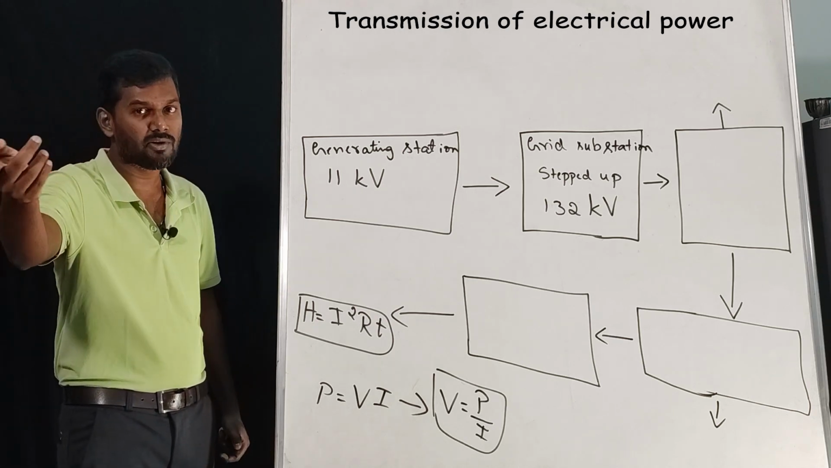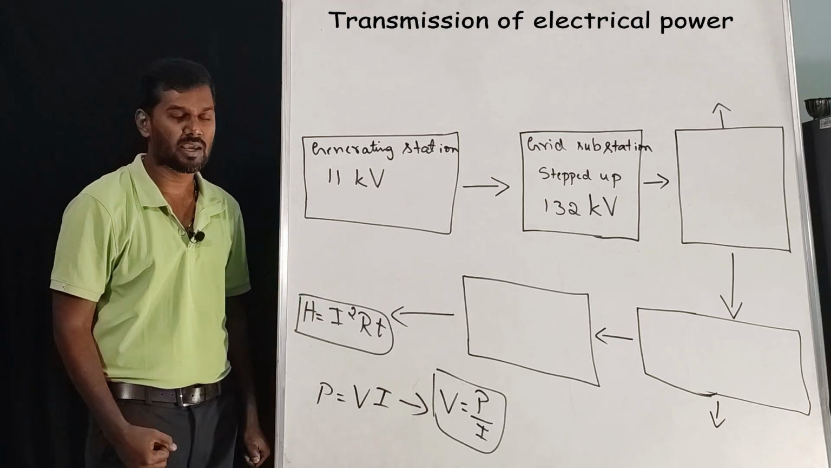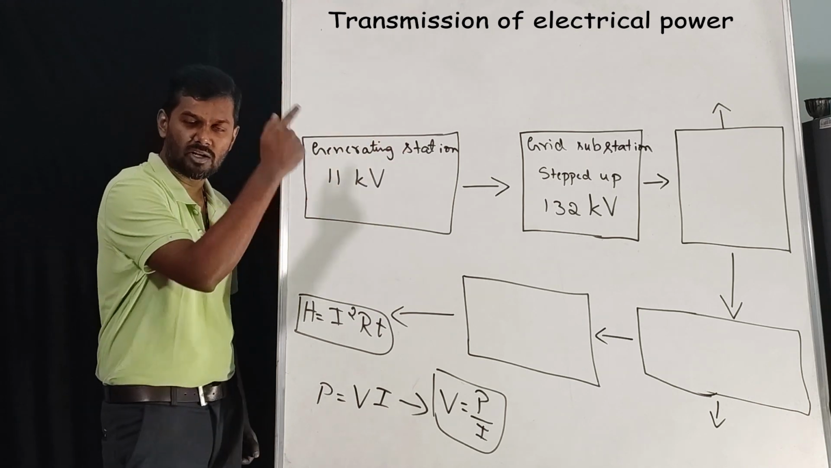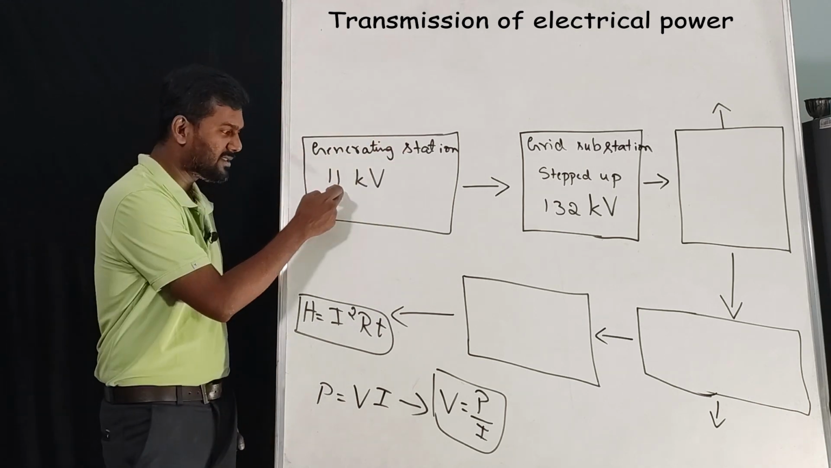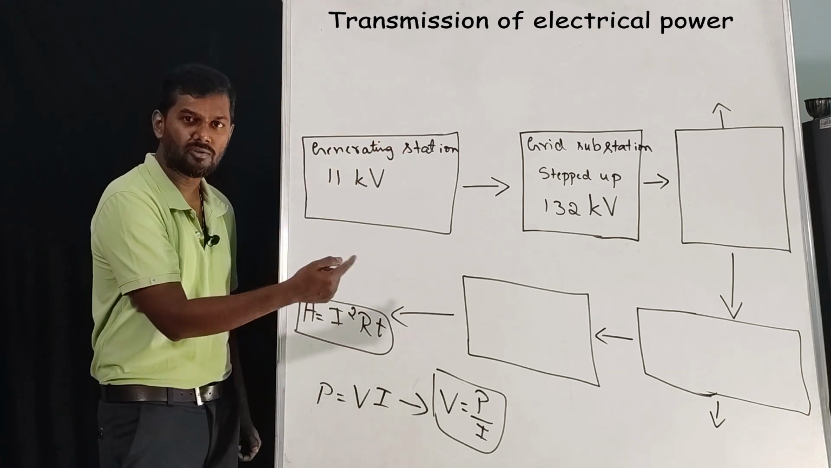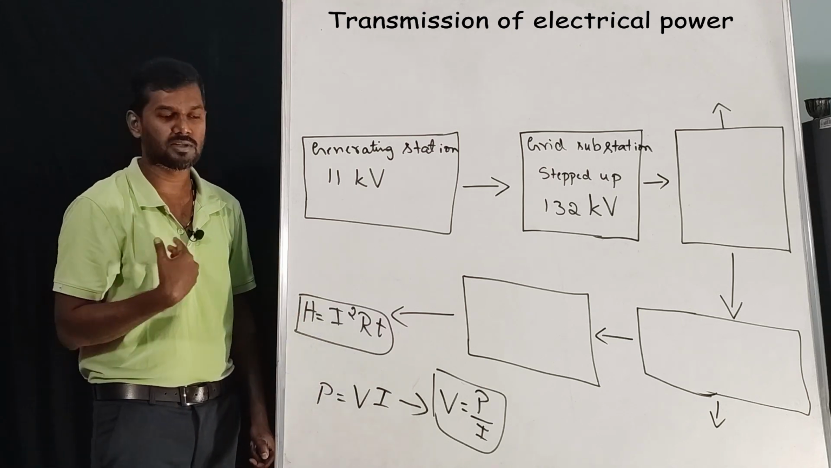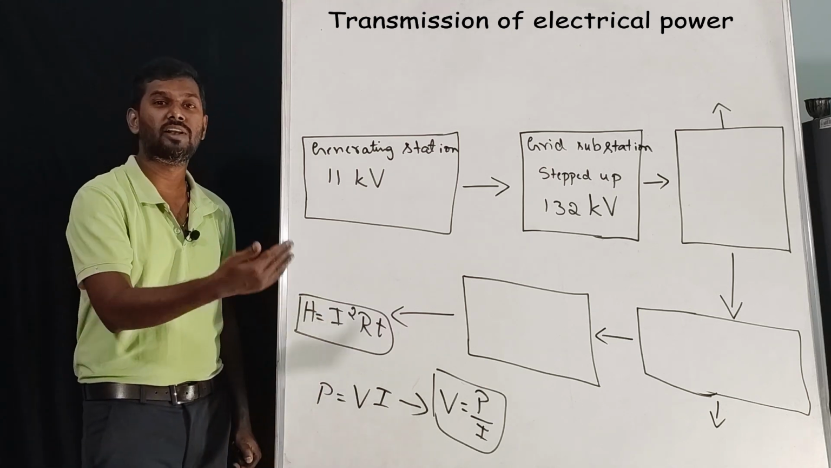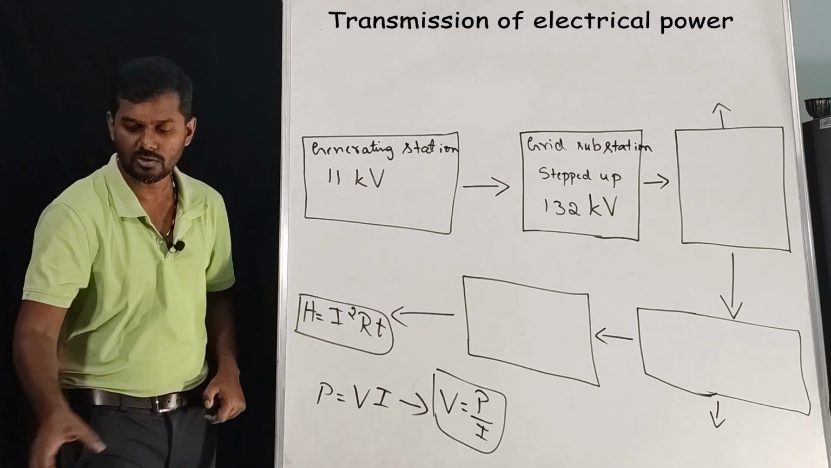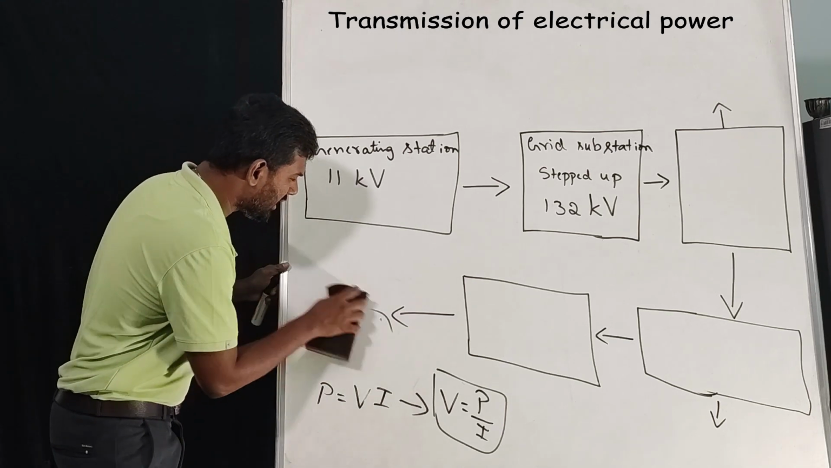Why not more than 11 kV? Why not less than 11 kV? More than 11 kV, it causes insulation problem. Less than 11 kV, current will be more. If the current is more, heat generated will be more. That is loss for us. Heat generated means loss of energy in the form of heat. So both the things you should know.